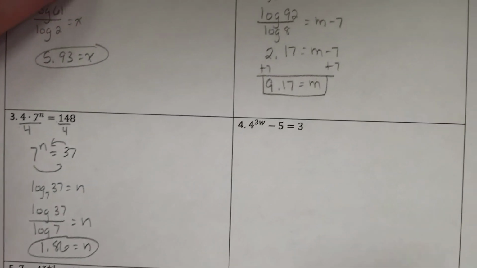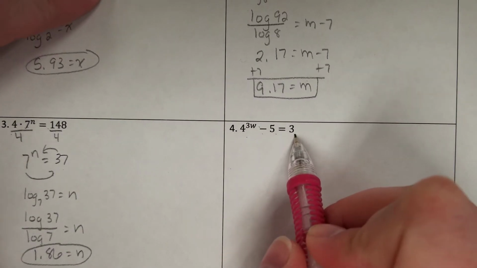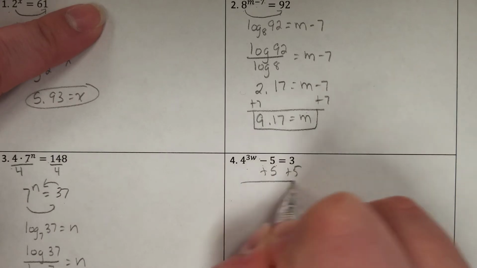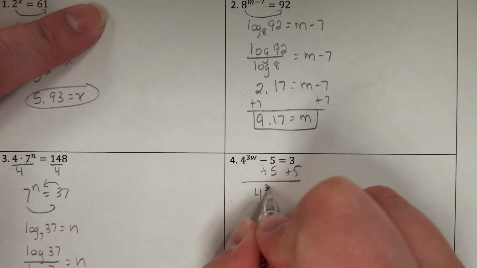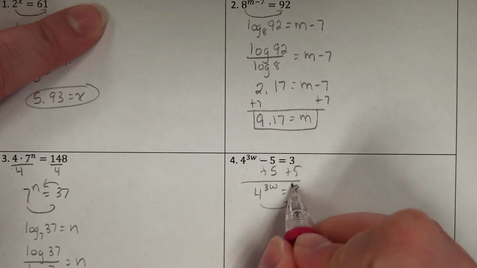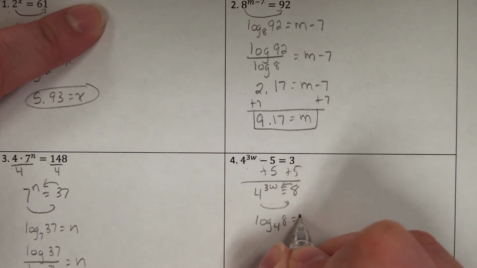Alright. Number 4, we have 4 to the 3w minus 5 equals 3. So now I'm going to add 5 to both sides. So we have 4 to the 3w equals 8. Put it in log form. So log base 4 of 8 equals 3w.